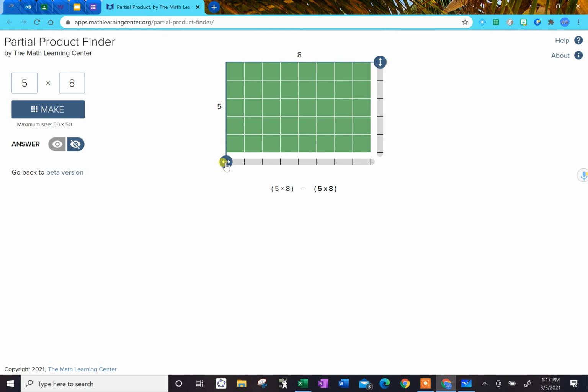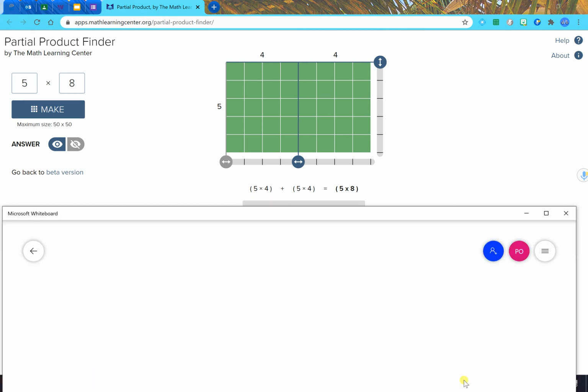I can actually say, well, I don't know what 5 times 8 is, but I do know what 5 times 4 is. So if I cut this in half, I now have 5 times 4 plus 5 times 4, because 4 plus 4 is 8. So instead of doing 5 times 8, I can make this into 2 partial parts. Now 5 times 4 is 20, 5 times 4 is 20, so 20 plus 20 should be 40. If you go over to the answer, it shows you 20 plus 20 is 40.